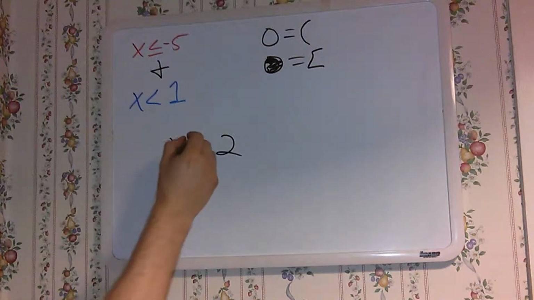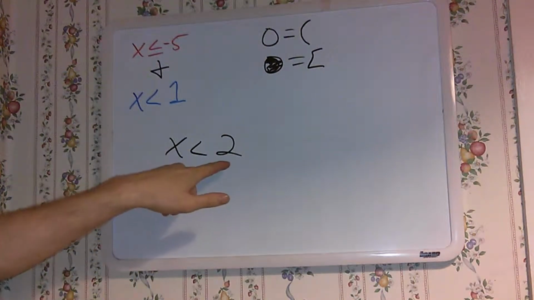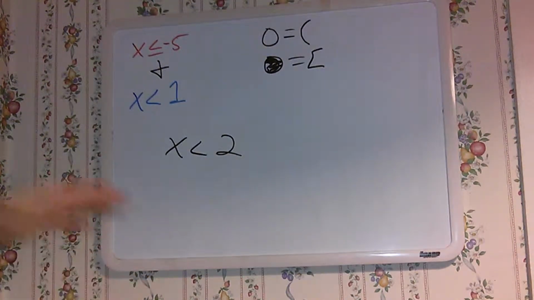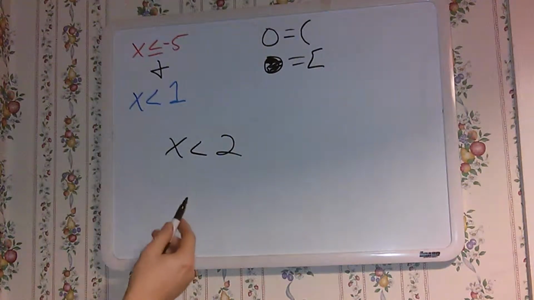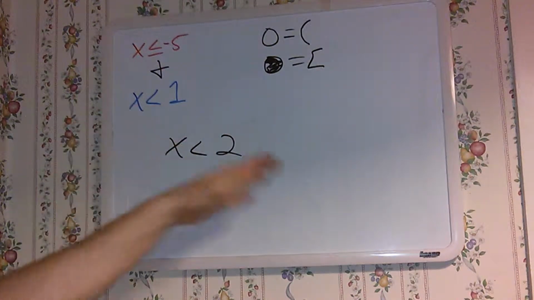Sometimes we get something like this, where x is less than 2. So these two are not the same. They are not equal. They are unequal, making this an inequality, because x is not the same as 2, because x is less than 2.